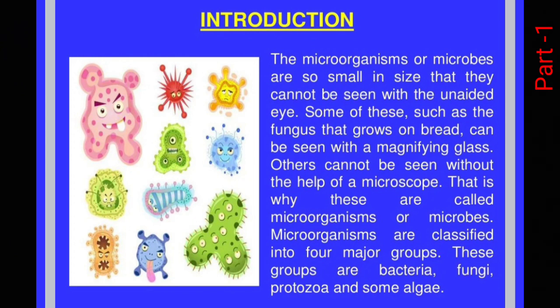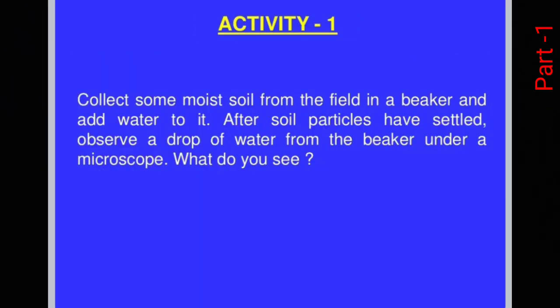Microorganisms are further classified into 4 major groups. So the microorganisms are of 4 types. They are divided into 4 groups, and those groups are: first is bacteria, second is fungi, third is protozoa, and fourth is some algae, that is blue-green algae. So we will see this picture. You can see these are some of the microorganisms. These are very small, and now we will see one activity which is related to your study.